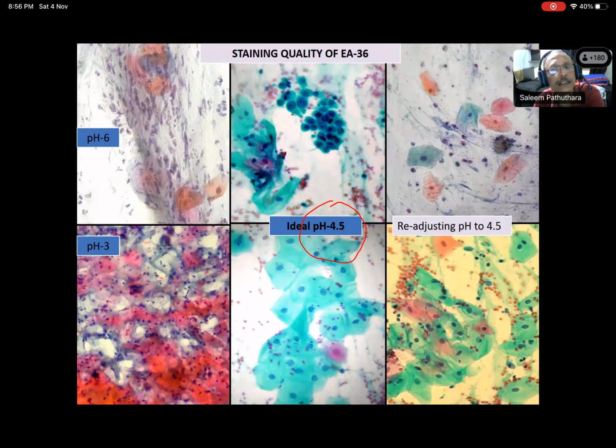And again, ideal pH for EA36 is 4.5. If it is high, the staining reaction is very suboptimal, or if it is below, it gives a very mixed kind of coloring reaction. So we can readjust the pH with a mild alkali or mild acid, and bring back the exact coloring. So we have to apply this on certain smears and see how things work out. If at all some result comes in, immediately you should understand this is the troubleshooting.